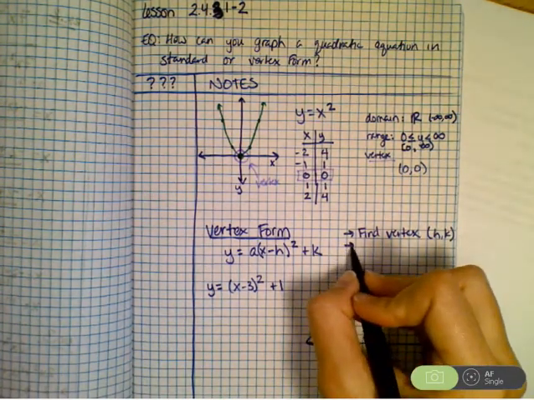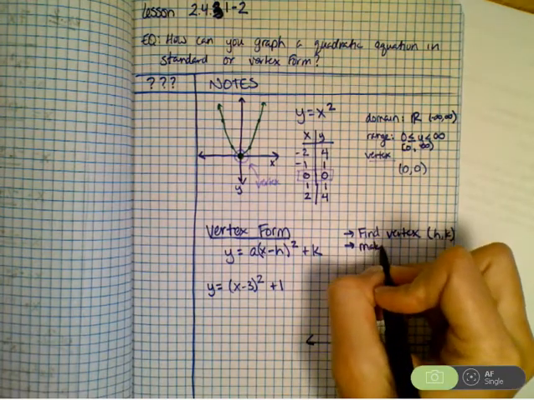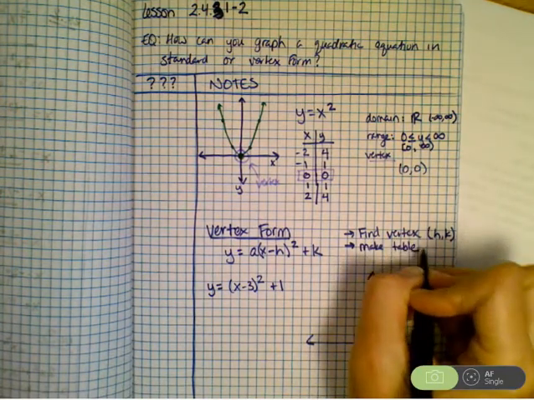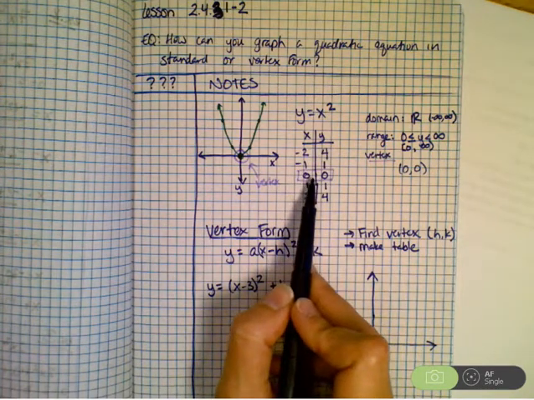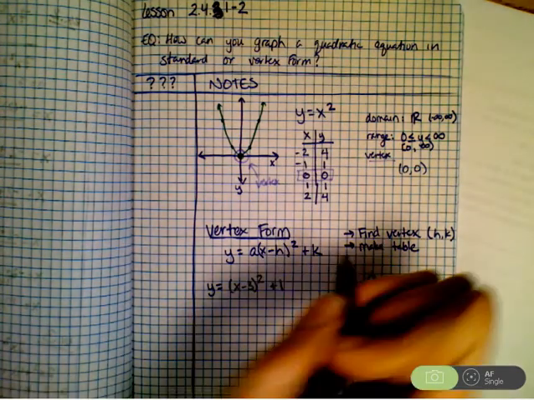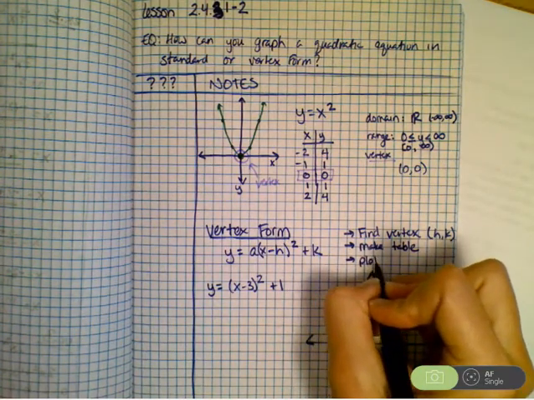Once we have the vertex, we're going to make a table of values, just like this table of values. So the vertex tells us where the middle point goes, and then we build up and down from there. And finally, we plot the points.